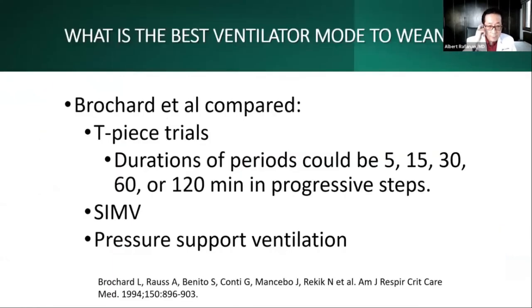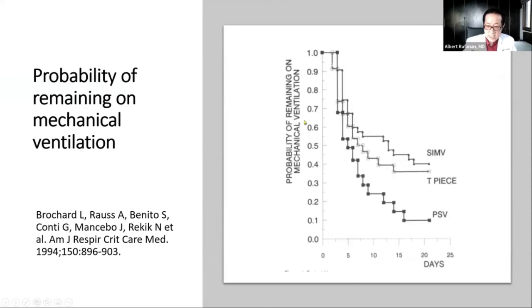Bouchard et al. also did a randomized controlled trial, published in the American Journal in 1994. He compared the T-piece trial with SIMV and pressure support. He found in his paper that pressure support is superior to T-piece, and T-piece was superior to SIMV. They were saying that probably Esteban, in Latin America, is more comfortable with T-pieces. That is why they did better, while Bouchard in France was more comfortable with pressure support weaning. That's why they did better.